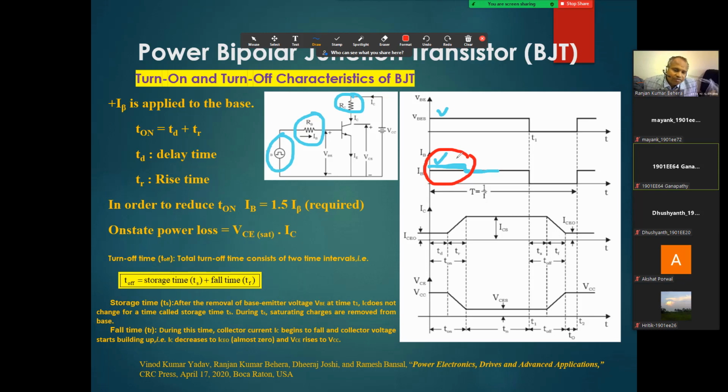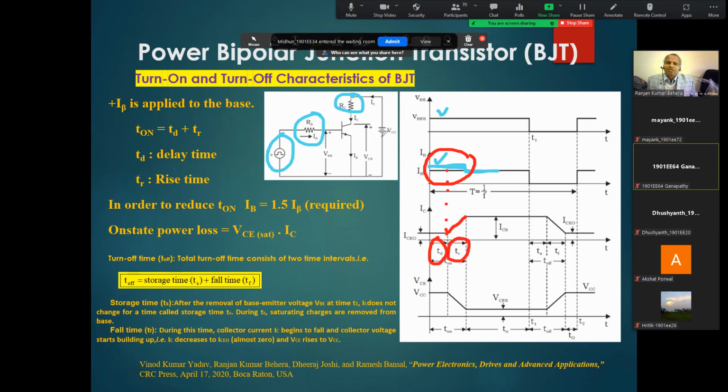As soon as you apply the extra current, after a certain time, let's take up to this point, this is called the delay time. When you apply the base current, from that time until the collector current starts rising, this time is called the delay time. This is TD, the delay time, and then it will turn on and come to steady state here, and this is called the rise time.